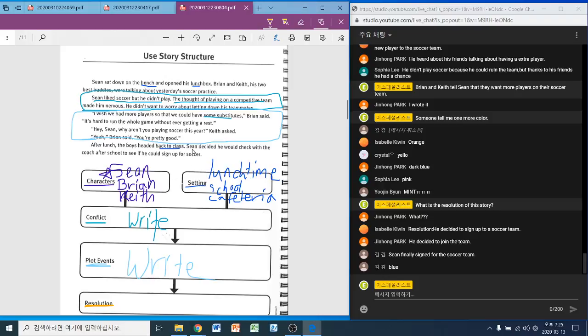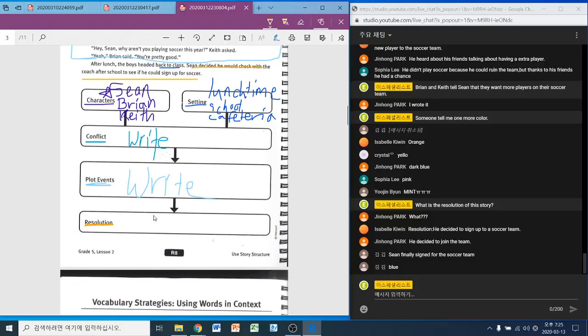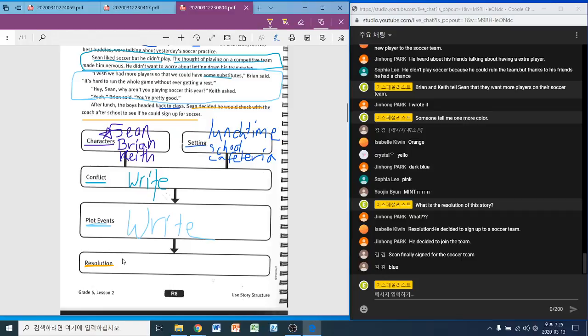So right here, Sean decided he could check with the coach after school to see if he could sign up for soccer. Decides to sign up for soccer. Okay. Sean decided to sign up for the soccer team. Yes, I know it's kind of messy writing on the computer, but you can read that. Sean finally decided, okay, to sign up for the soccer team. Good. Okay, write that down. We've got all three together. You know how that goes.